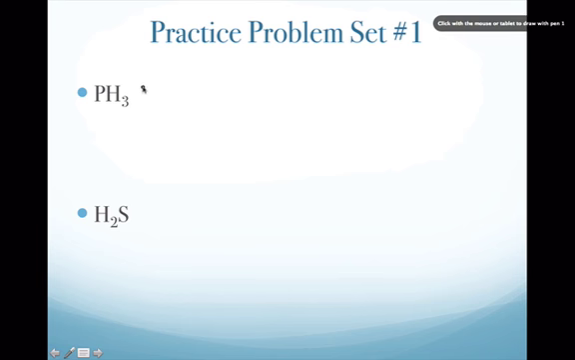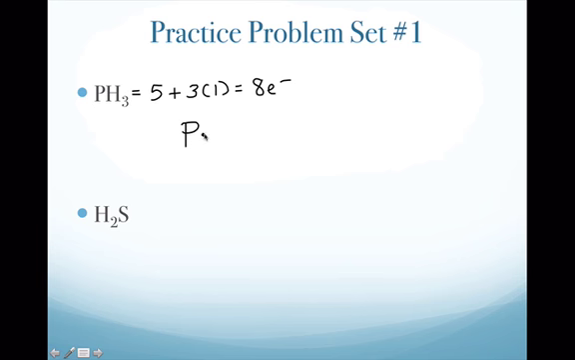So practice problem set number 1. The first one they gave us is phosphorus trihydride. What you're going to do is look for phosphorus, and phosphorus has 5 valence electrons because it's in column 5A, plus I have 3 hydrogens, and each hydrogen has 1 valence electron. So if I add all those up, I have 8 electrons. So that tells me my final structure can only have 8 electrons showing. Phosphorus comes first, and I know hydrogen can't ever go in the middle, so I'm going to put phosphorus in the middle, and I'm going to connect each hydrogen with a single bond.